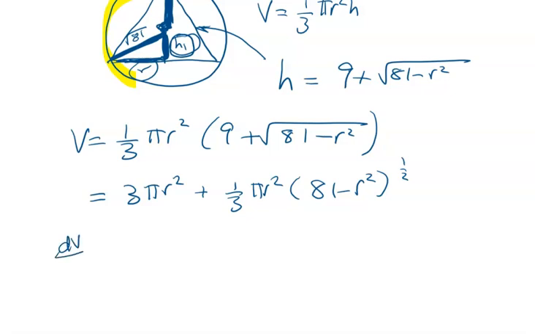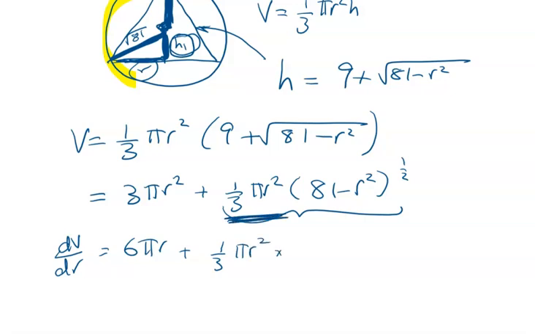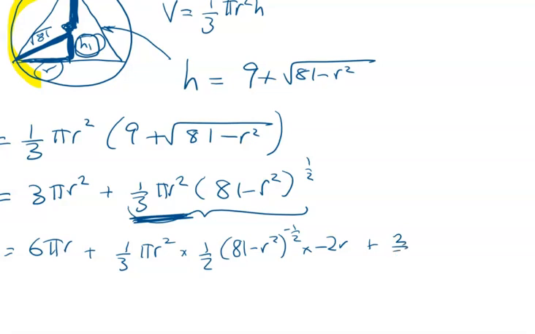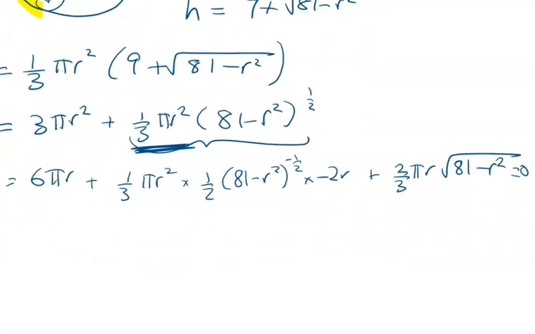Now dV by dr will give me 6 pi r, but you can see that I need to do the product rule on this, right? So it's going to be 1/3 pi r squared for this function times a half 81 minus r squared to the negative a half times negative 2r. And now I have my second product rule term, so we'll have 2/3 pi r times this, and that has to all equal 0 for a max.